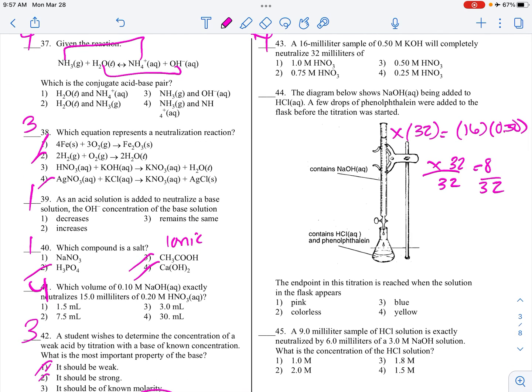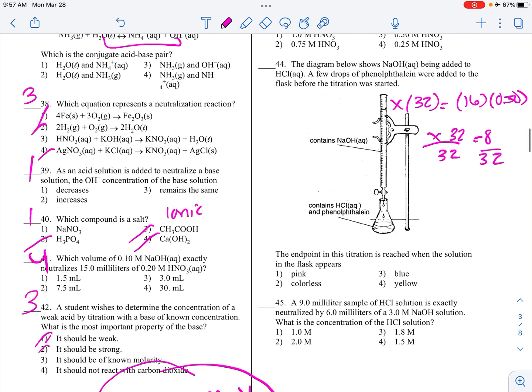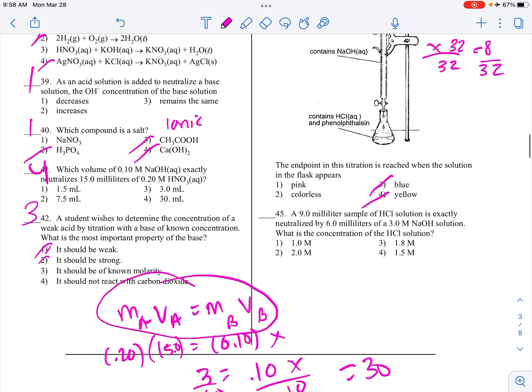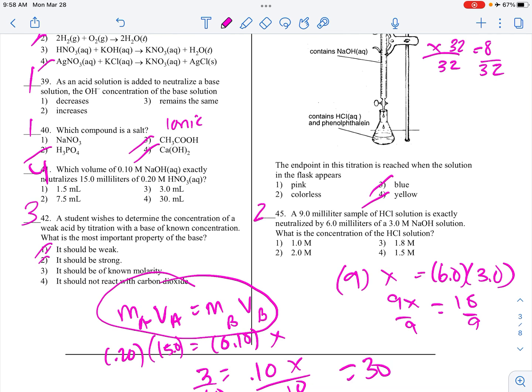Here we have a titration. Read it. NaOH being added to HCl. A few drops of phenolphthalein were added. The endpoint is reached. Okay, so the only color change for phenolphthalein is either colorless or pink. But we're adding NaOH, so we're adding base, which means it's going to turn pink. We have another titration. 9 milliliter sample of HCl is exactly neutralized by 6 milliliters of 3 molar, so I don't know that. So this is 18 equals 9x, divide both sides by 9, and you get 2 molar.